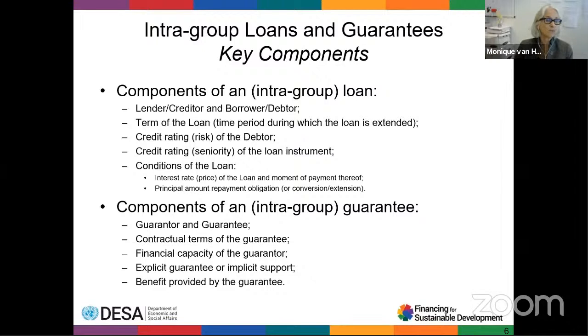What is the credit rating? So what is the risk that the debtor will be able to repay that particular financing arrangement? What is the credit rating of the loan instrument? Does it have any preference, or are there already many instruments outstanding as a result of which there's more risk that this particular one will not be repaid down the line? And what are the conditions of the loan? What is the interest rate of the loan? When is the interest supposed to be paid? What is the principal amount, repayment obligation, or can it be extended, or is there a conversion at a certain point in time?